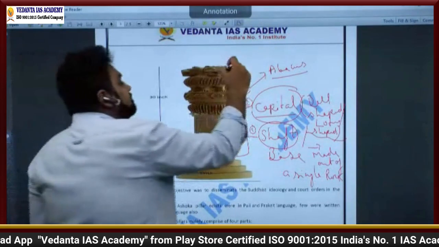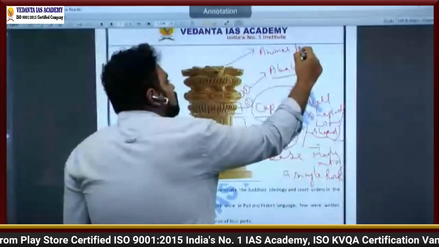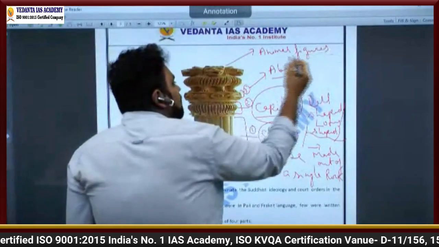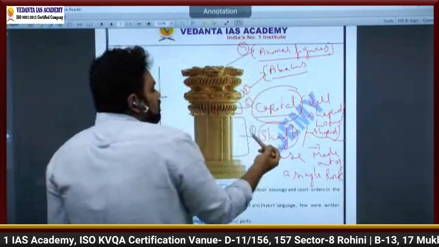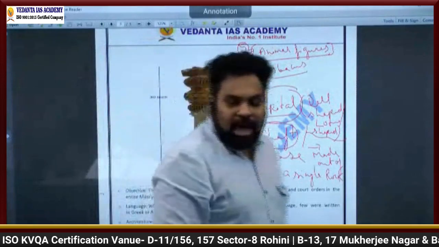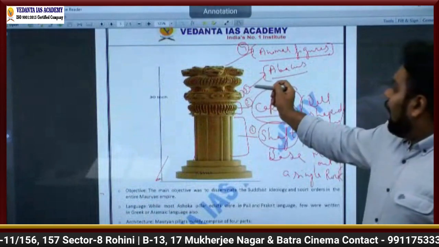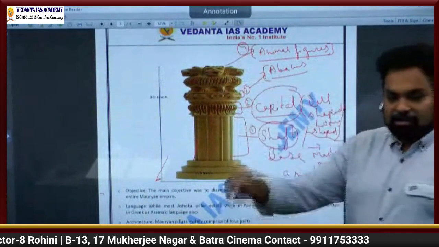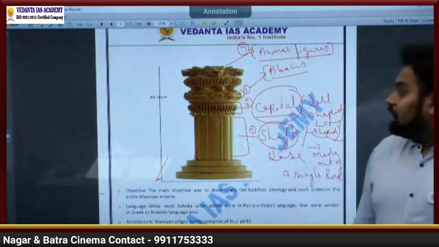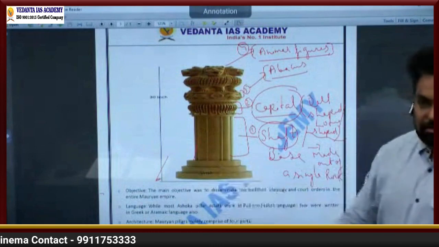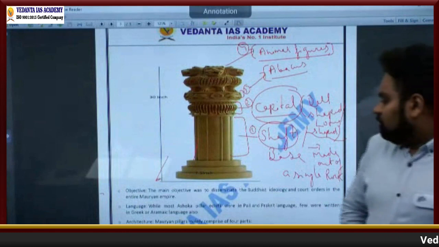And then finally, these are the animal figures. On the top of the abacus are the animal figures. This is the fourth part. So any pillar has generally four parts: shaft, capital, abacus, and finally the animal figures, right? So that is something which you need to understand. So this is an interesting point which we have to see.